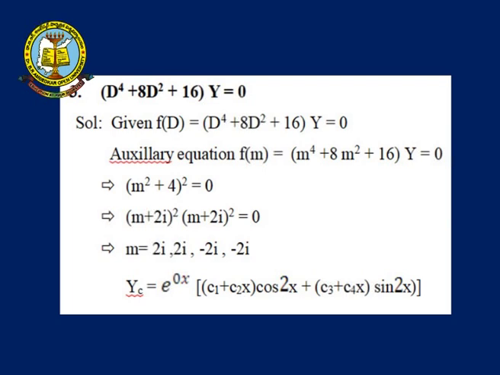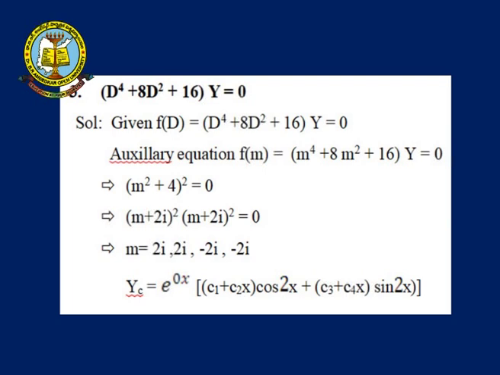This we can write as (m^2 + 4)^2 = 0. So (m + 2i)^2 (m - 2i)^2 = 0, that is the auxiliary equation. So what are the roots here? m + 2i = 0 and m - 2i = 0. So here we get 4 roots: 2i, 2i, -2i, -2i.